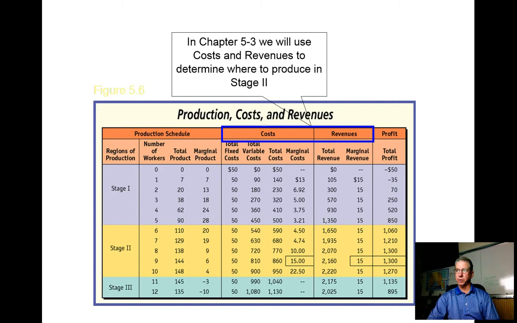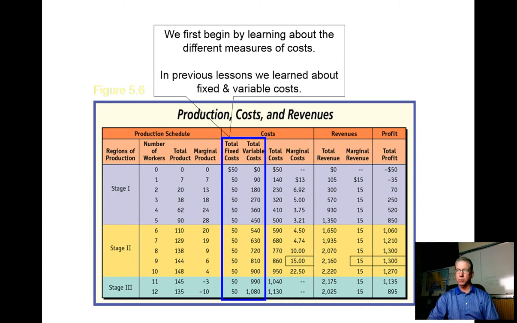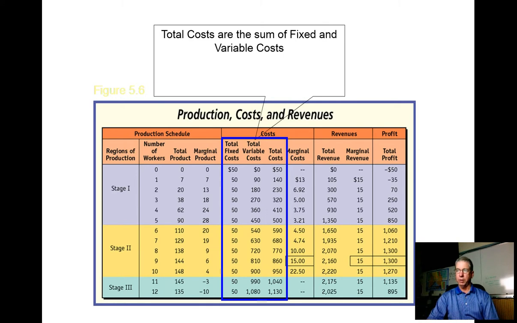So there's our analysis of costs and revenues. And we're focusing on this section of our table. And we've covered fixed and variable costs, and that brings us to total costs. All right, so quite simply, total costs are the sum of total fixed costs and total variable costs. And let's see if that arithmetic makes sense here.